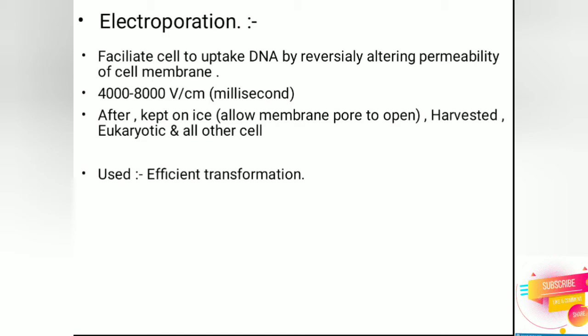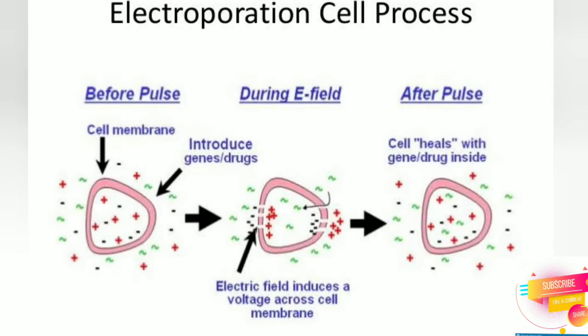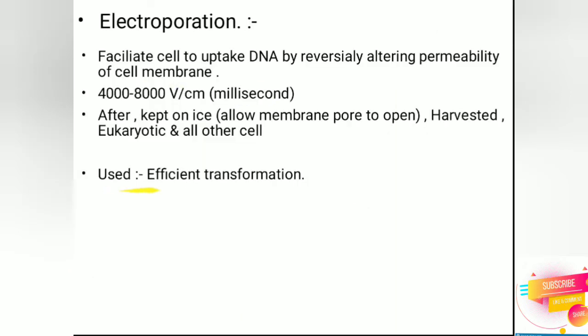This facilitates the cell to take up the DNA by reversibly altering the permeability of the cell. So the pore size increases due to this, and it is used for efficient transformation. So here, due to this, efficient transformation takes place. You can see on the screen how we can do that.